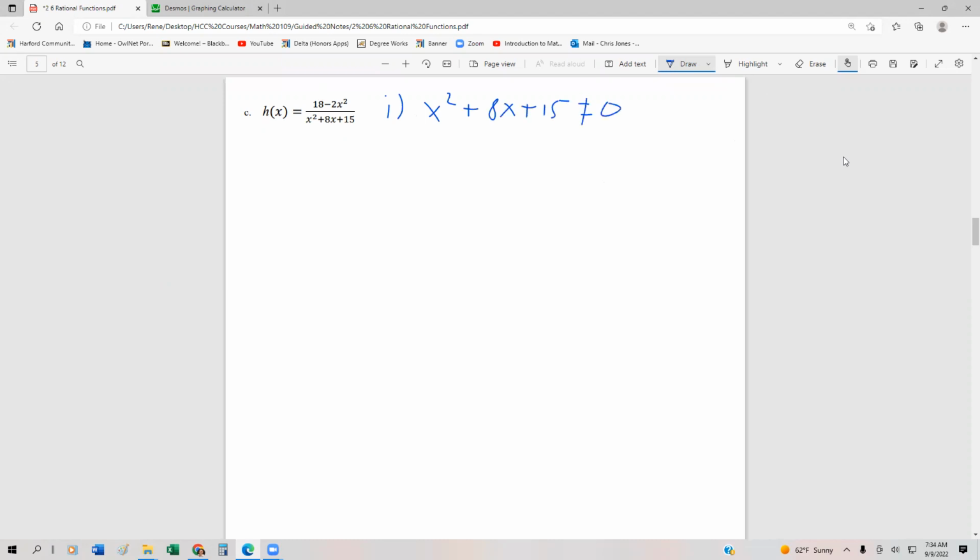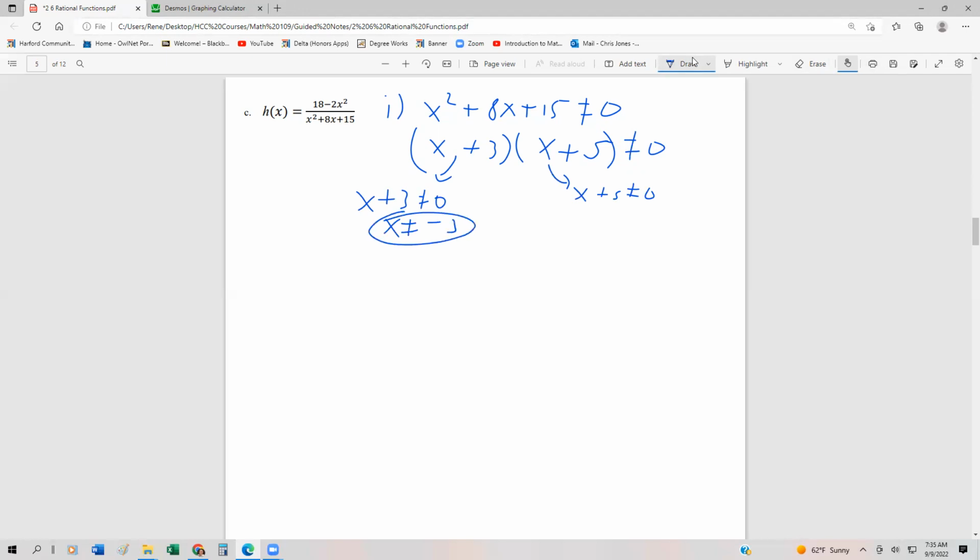We can factor this. We need two factors of 15 that are going to add up to 8. And 3 and 5 are pretty easy ones to see work. And so that would mean, and that's a not equals, by the way, not plus minus, that x cannot be equal to -3 or -5. We could see that because x plus 3 would not be equal to 0, and x plus 5 would not be equal to 0. So x could not be equal to -3, and x could not be equal to -5.